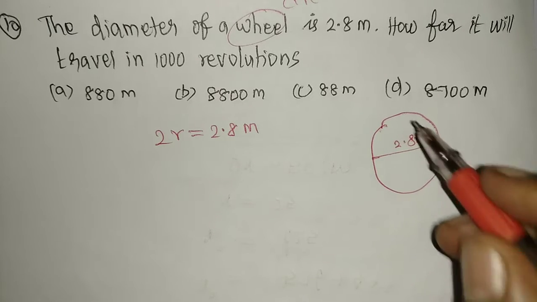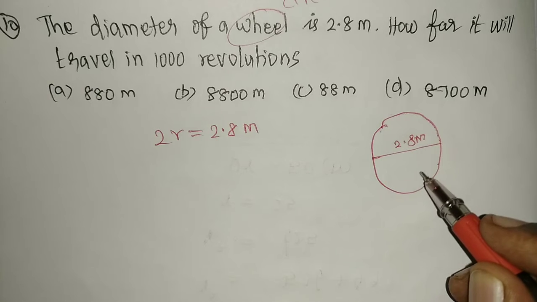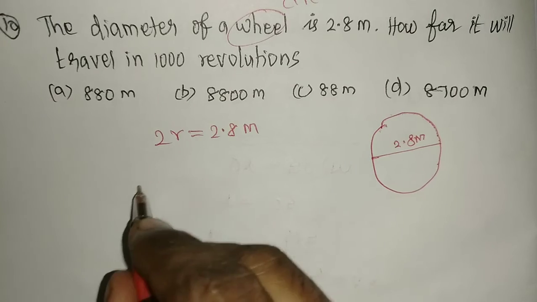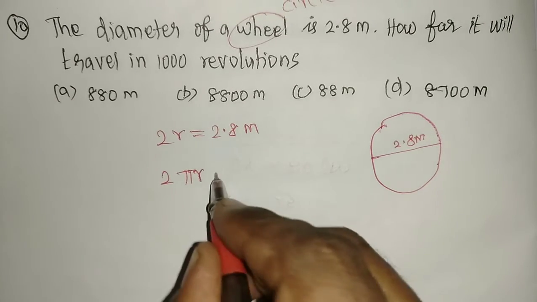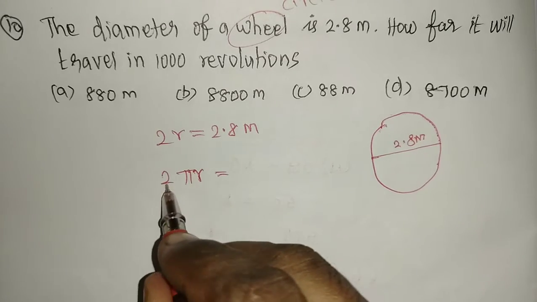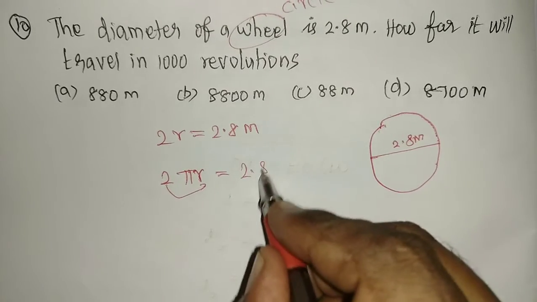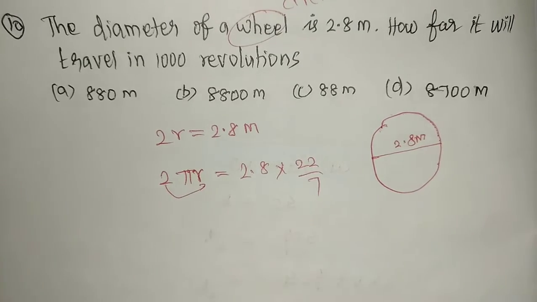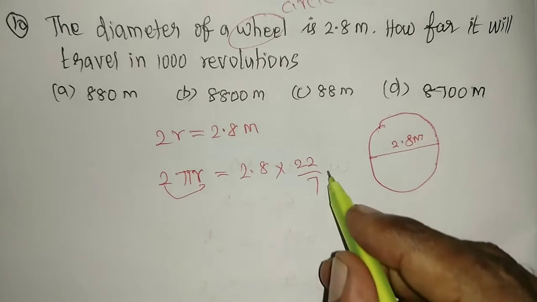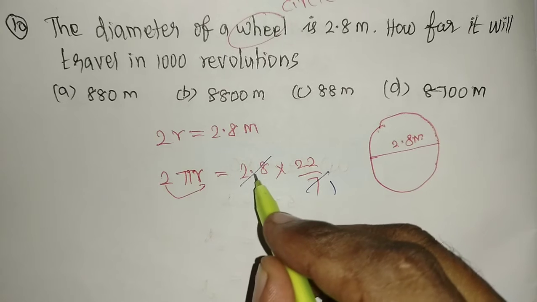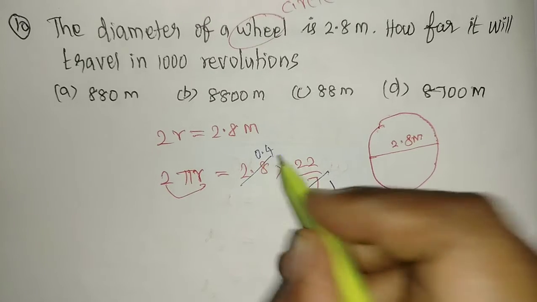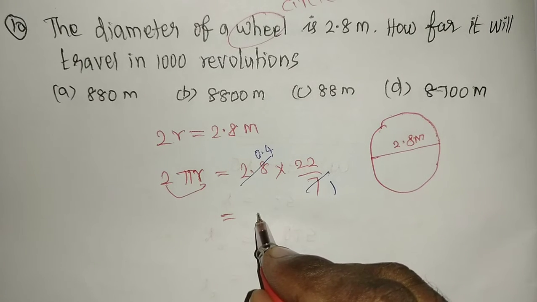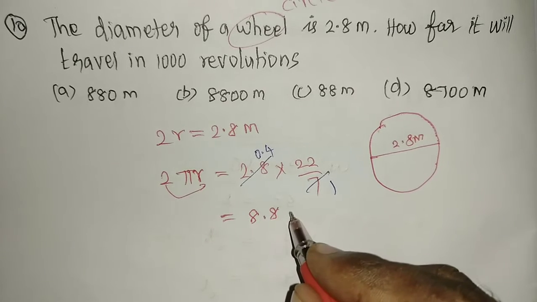So this is a big wheel. If you find the circumference, in one revolution it travels that distance. If you multiply that by 1000, you will get the required answer. So I'm going to find 2 pi r, which is equal to 2 into 2.8. Sorry, what is pi? Pi value is 22 divided by 7. Directly I'm using this. Now you can cancel. 7 fours are 28, but we have a decimal here, so I'm giving 0.4. So 22 into 0.4 is 8.8 meter.